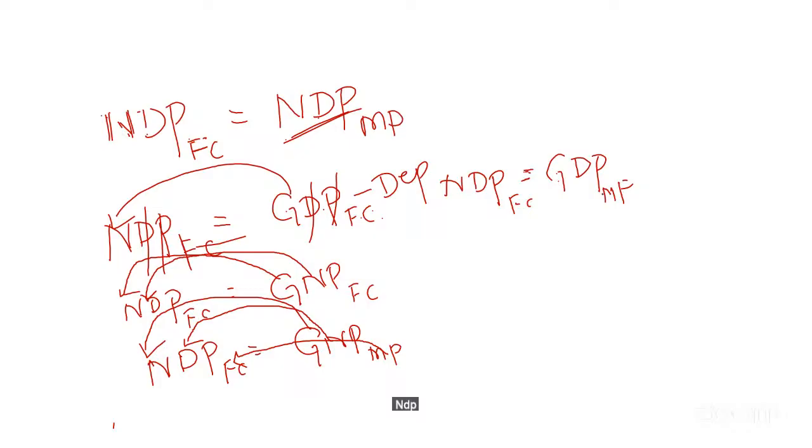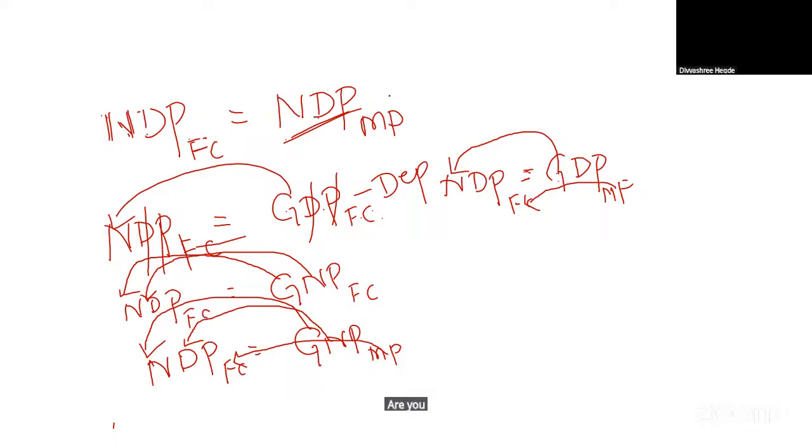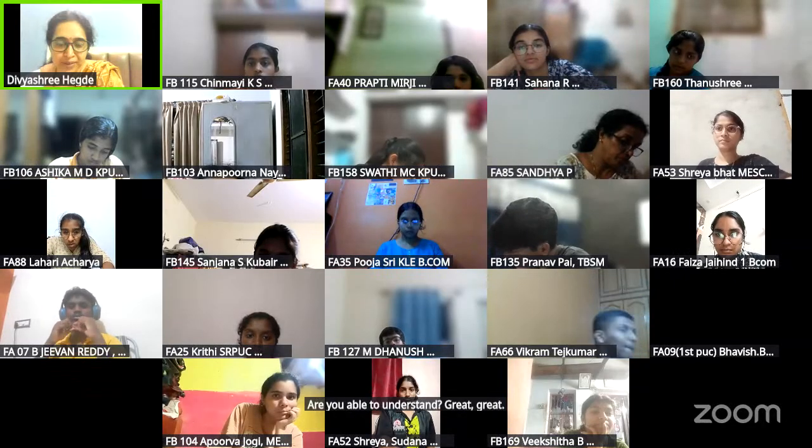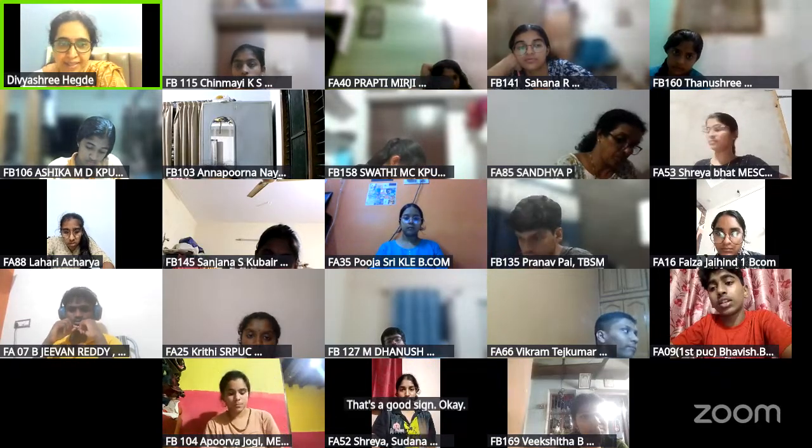NDPFC from GDPMP. Gross to net, minus depreciation. Market price to factor cost, minus net indirect taxes. That's it. So minus net indirect taxes is minus indirect taxes plus subsidy. Clear? Are you able to understand? Yes, ma'am. Great. That's a good sign. You were able to understand this.